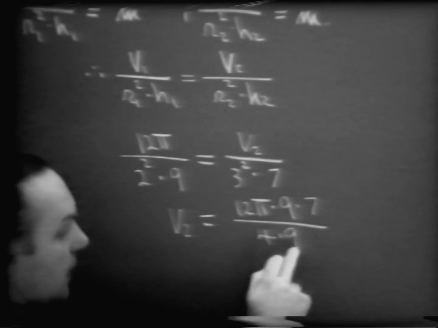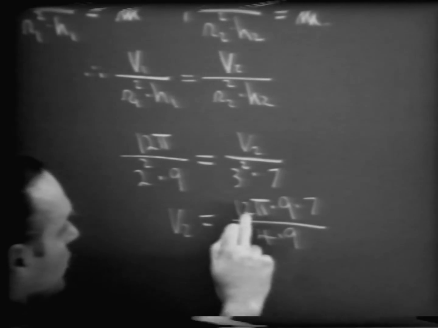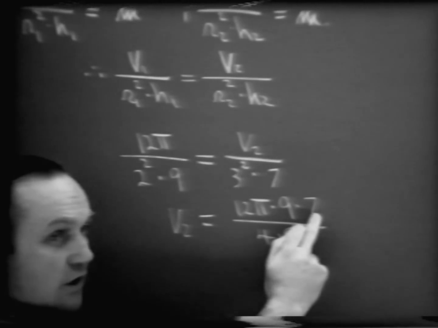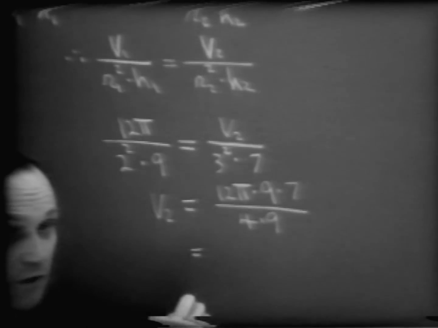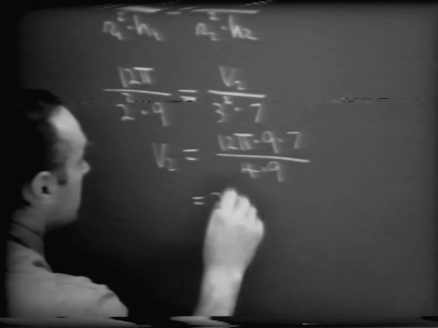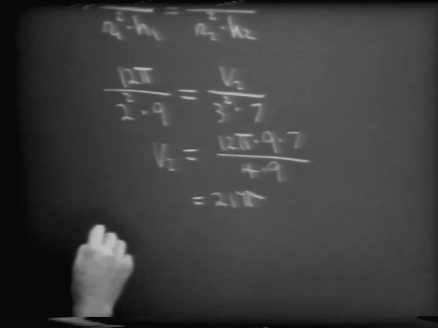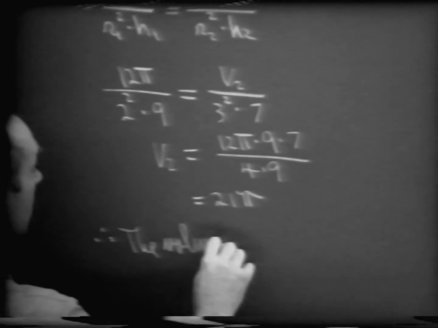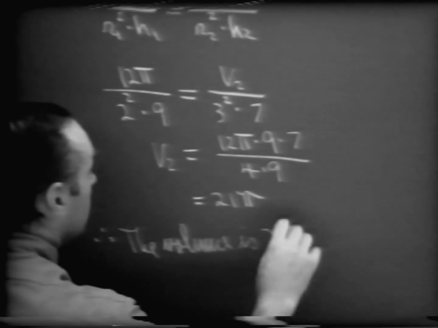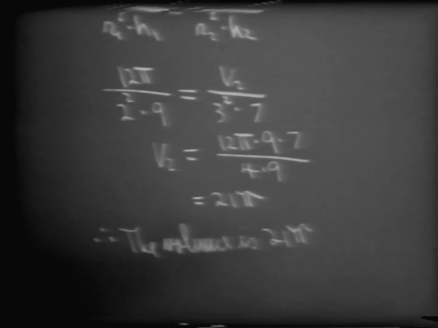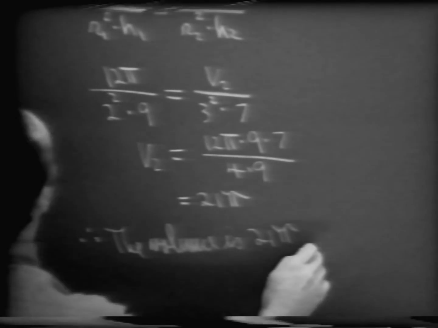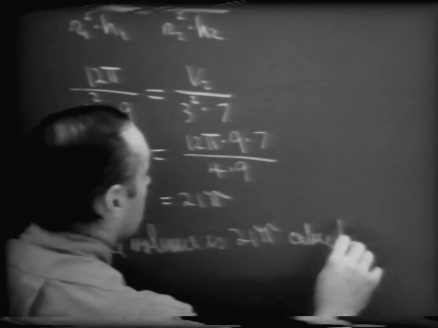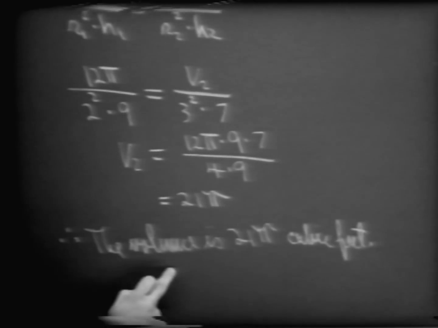Now, of course, 9 over 9 is a name for 1. 12 over 4 is a name for 3. 3 times 7 is 21, and we still have what? 21 pi. So we have 21 pi. Therefore, our conclusion is what? The volume is 21 pi. Now, what is our unit of measure here? 21 pi. What are we talking about? Cubic feet. Cubic feet. And there's our conclusion.